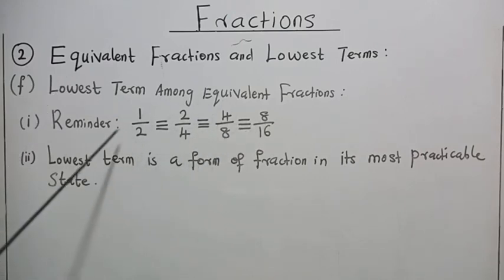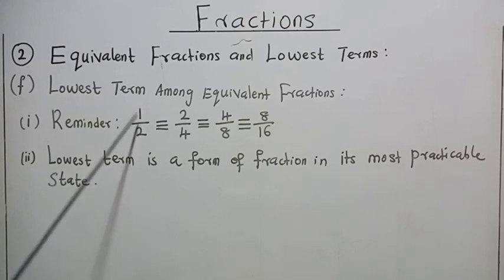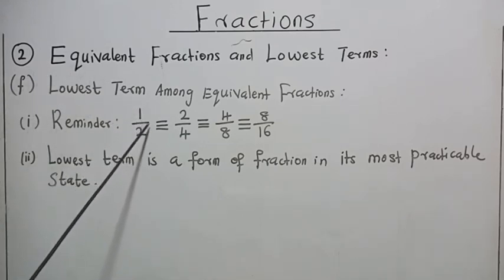All of these are practicable. They can all be carried out. But the one that is most practicable is this one. Because of this, we refer to 1/2 as the fraction that is in its lowest term among these equivalent fractions.